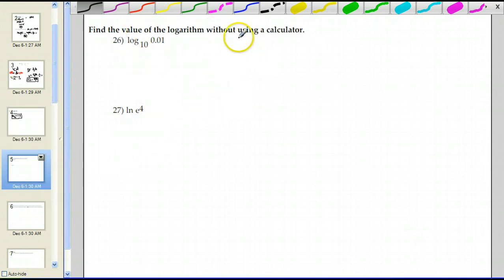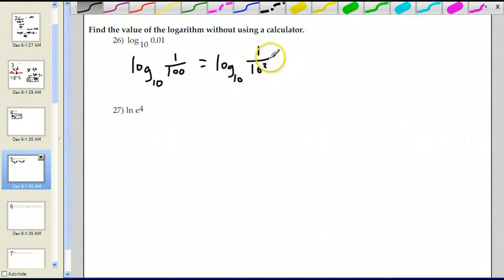Find the value of the log without using a calculator, and I'll just be standing over your shoulder to make sure when you get to these questions you don't use a calculator. Alright, if you were going to do this without a calculator, log base 10 of 0.01, that's 100th, and that's the same thing as 1 over 10 squared. 100 is 10 squared.